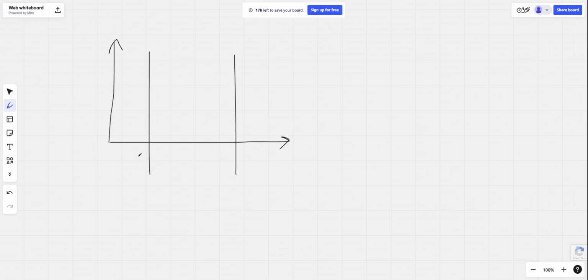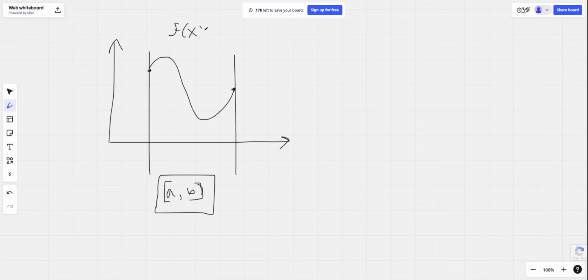So let's say a function is bounded on the closed interval a to b and it's continuous. And there's our function. That's closed. Very important. It's a closed interval on both sides. Let's say that's our function f of x.